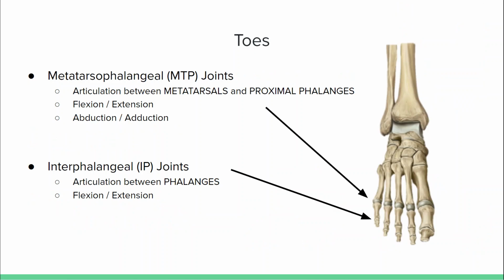At your toes, the metatarsophalangeal or MTP joints, which are between the metatarsals and the proximal phalanges, you can flex and extend. You can also abduct and adduct. And remember, you always need a midline for reference, for abduction away from the midline and adduction toward the midline. The midline of your foot is your second toe. Then we have our interphalangeal joints, between the phalanges, and those can only flex and extend in the sagittal plane.